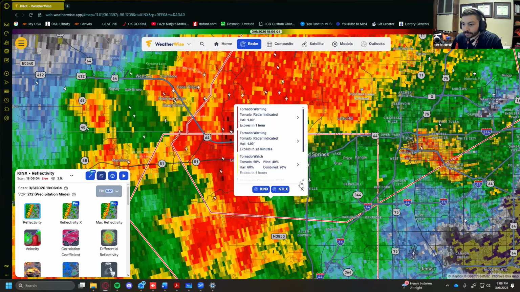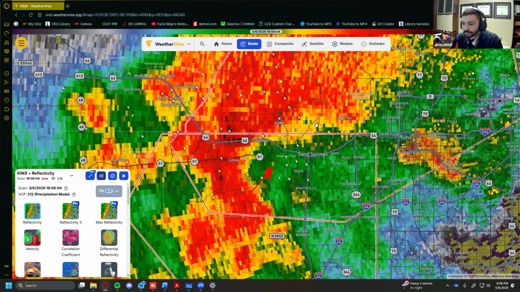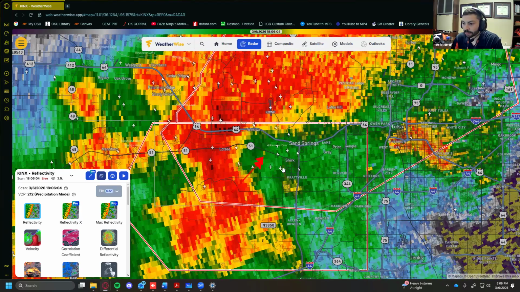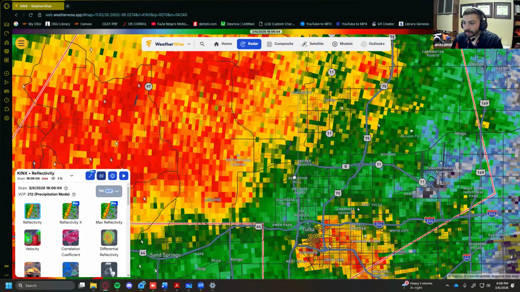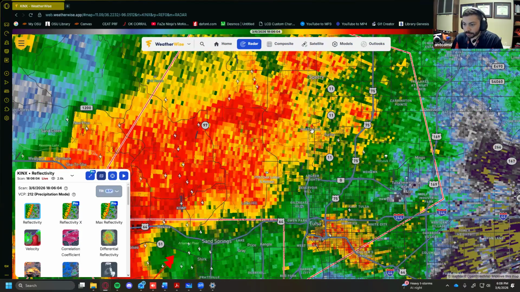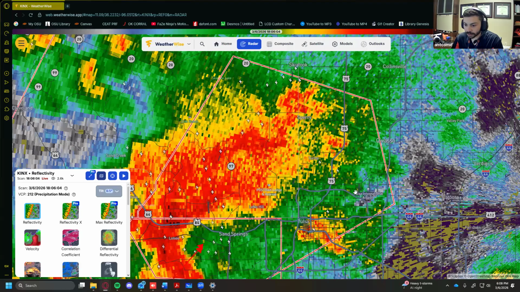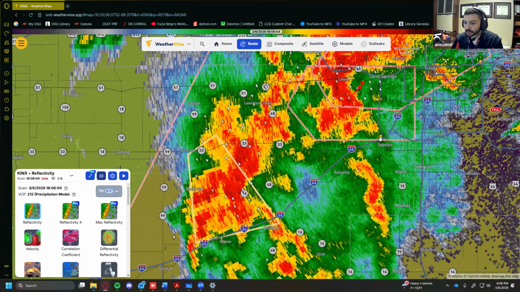But yeah, anyway, everyone please be safe. Please be safe. And if you have family in Sand Springs or North Tulsa, Sperry up here, take it seriously. This is no joke. This is an actual tornado. So please take this seriously.